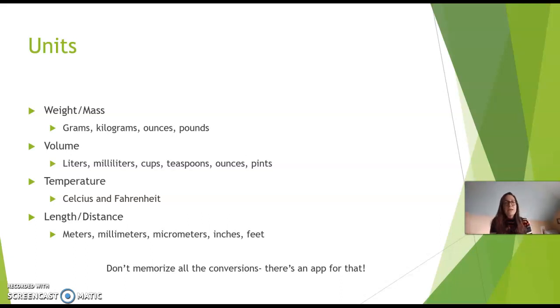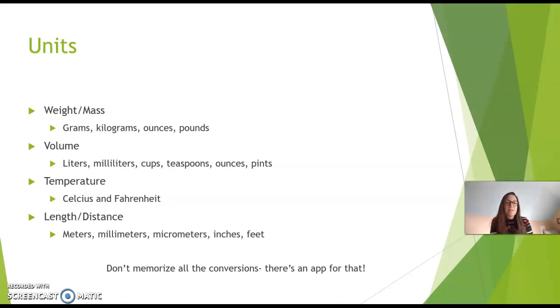Temperature can be either Celsius or Fahrenheit. Most often we use Fahrenheit. It is actually a more specific unit of measurement. So a Fahrenheit degree is much smaller than a Celsius degree, so it's more accurate. However, around the world, people use Celsius. Around the world, people use the metric system. So you might see things in metric.